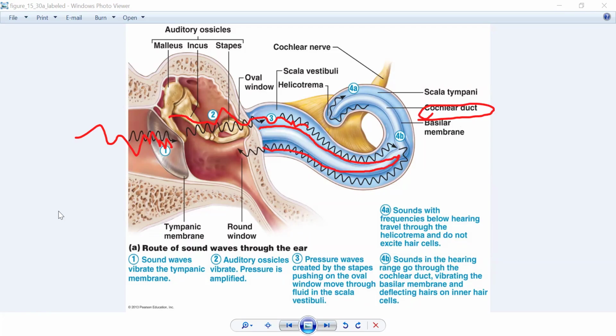So if they could unwind the cochlea where it looked like a shell, this is what they're doing. They're unwinding it in the picture. So you could see the different ducts here. You got scala tympani, scala vestibuli, and in the middle where the receptors are located, that duct is called cochlear duct.